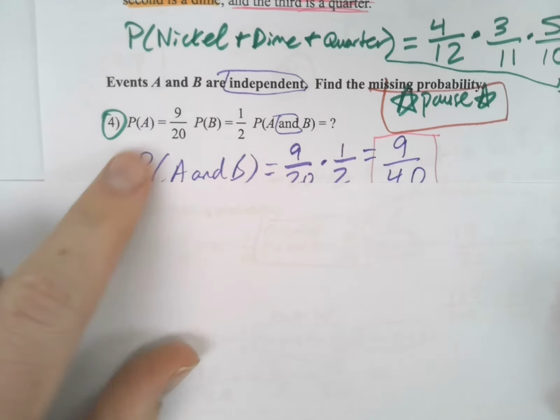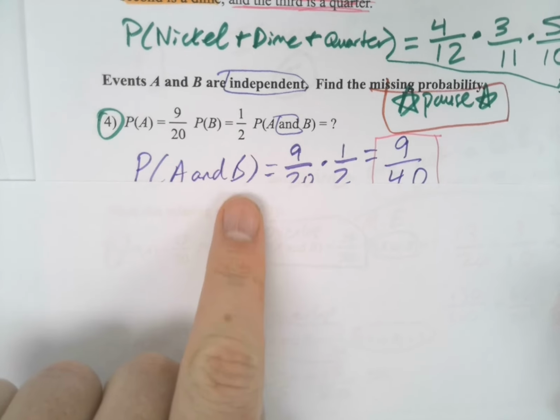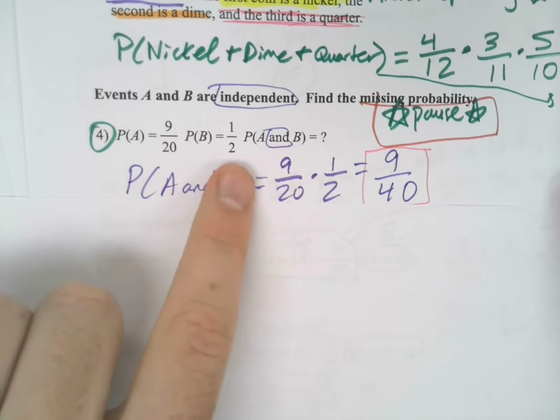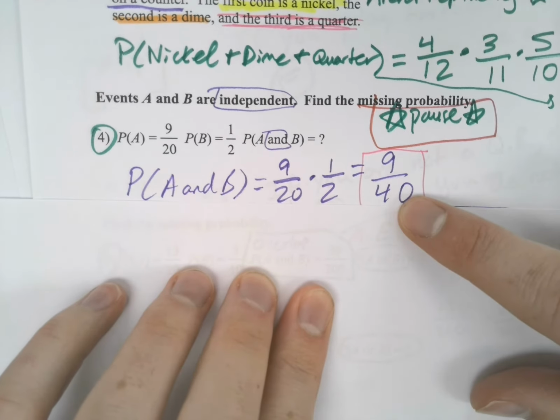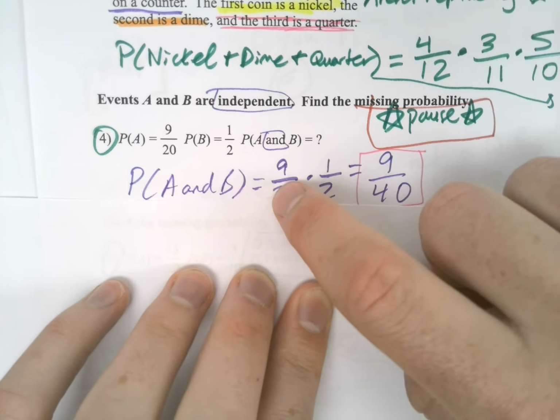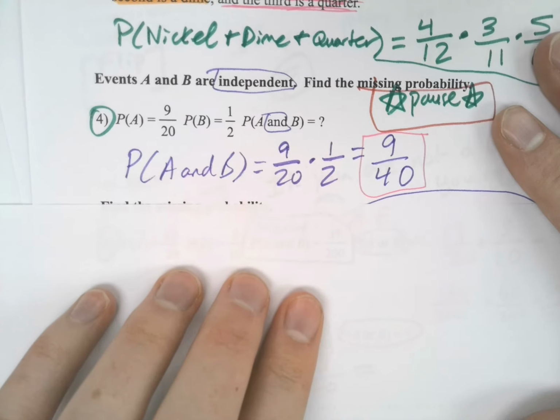Number 4, we have an independent problem involving and. So we take probability A, multiply it by probability B, and you find out that the chances of both these happening is 9 out of 40, which of course is worse than each individual odd because now we need both to happen.